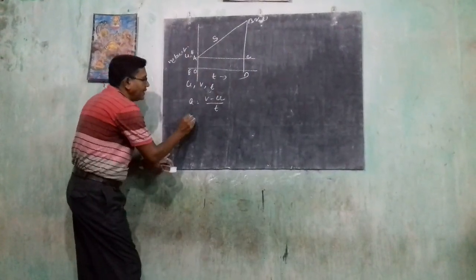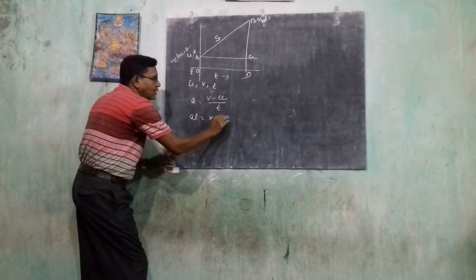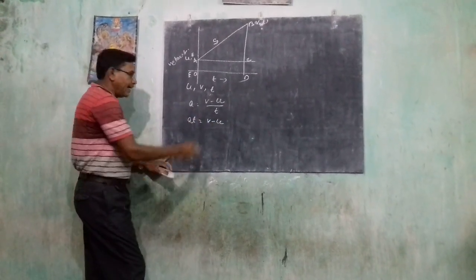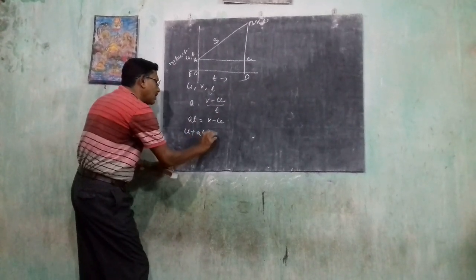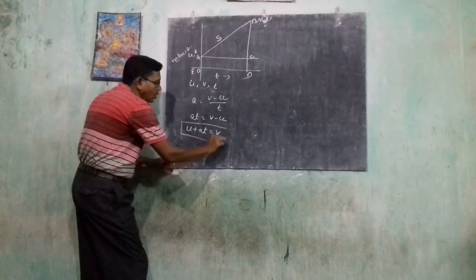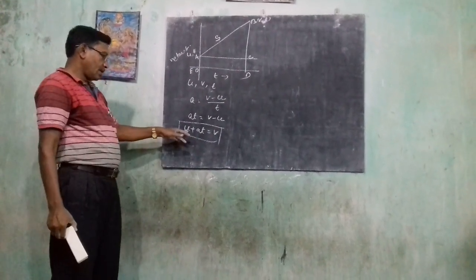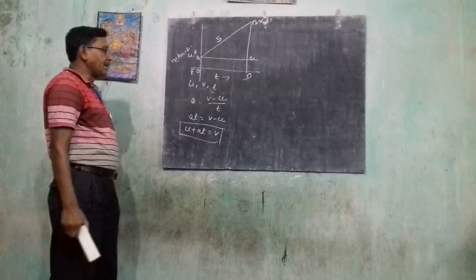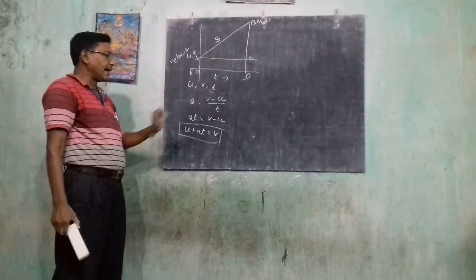Now t comes here, at equals v minus u, and this minus u comes here, u plus at equals v. This is known as the first equation of motion: u plus at equals v. This is from the acceleration, change of velocity by time.